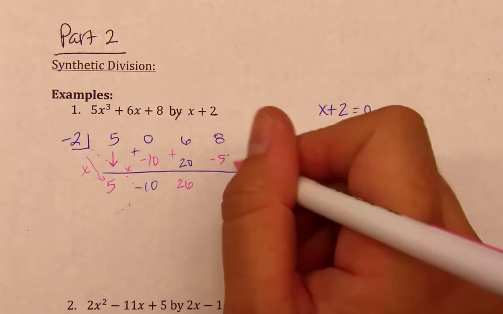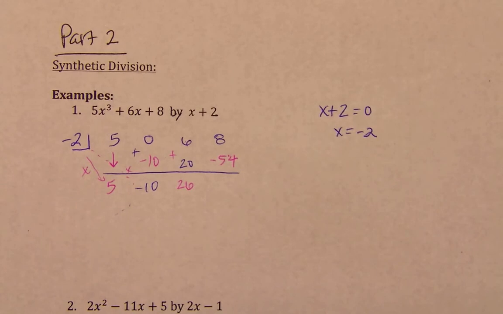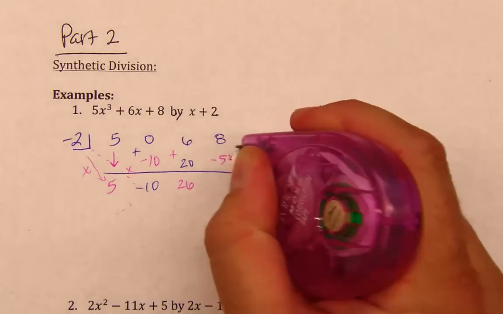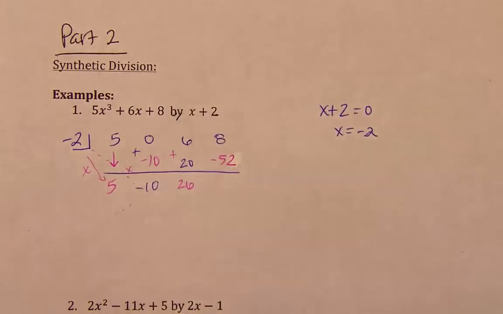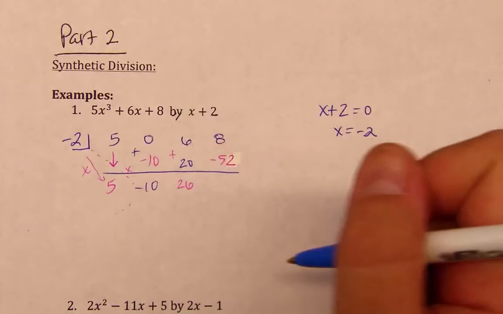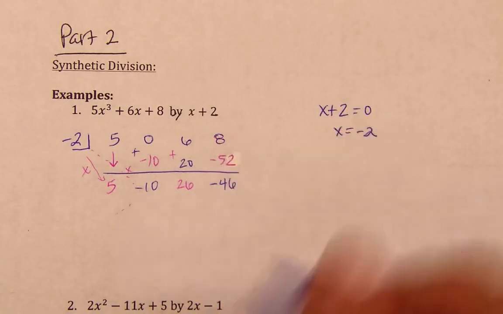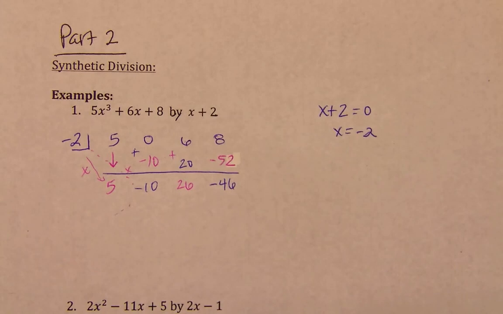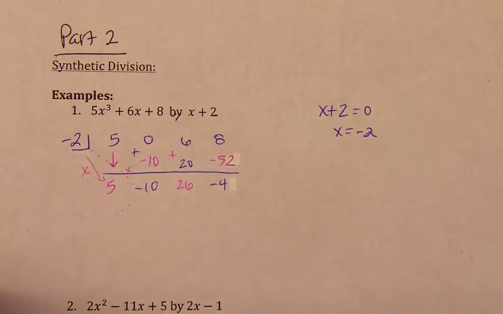I'm sorry, it's 52. What am I thinking? It's negative 52. And now we add 8 plus negative 52 here. It's going to be negative 44. I can't do math right now.